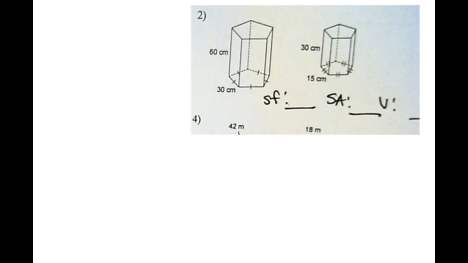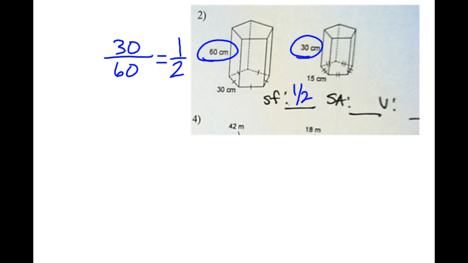If I want to find the scale factor of these two shapes, I take any two corresponding sides and I'm going to set up the ratio. So I'm going to put small over big and I simplify that. It simplifies to 1/2. We always want to start with our scale factor ratio. To get to my surface area ratios, I'm going to have to take this number and square top and bottom.